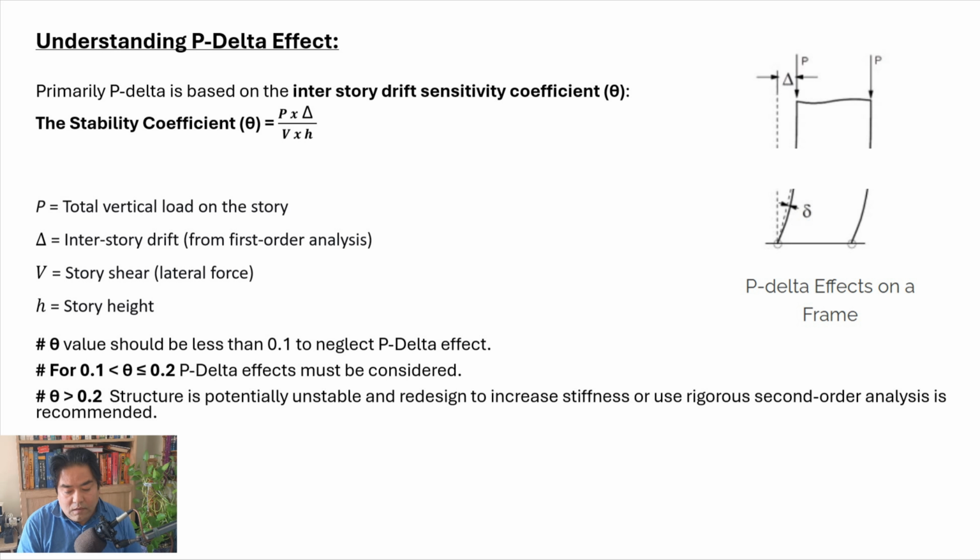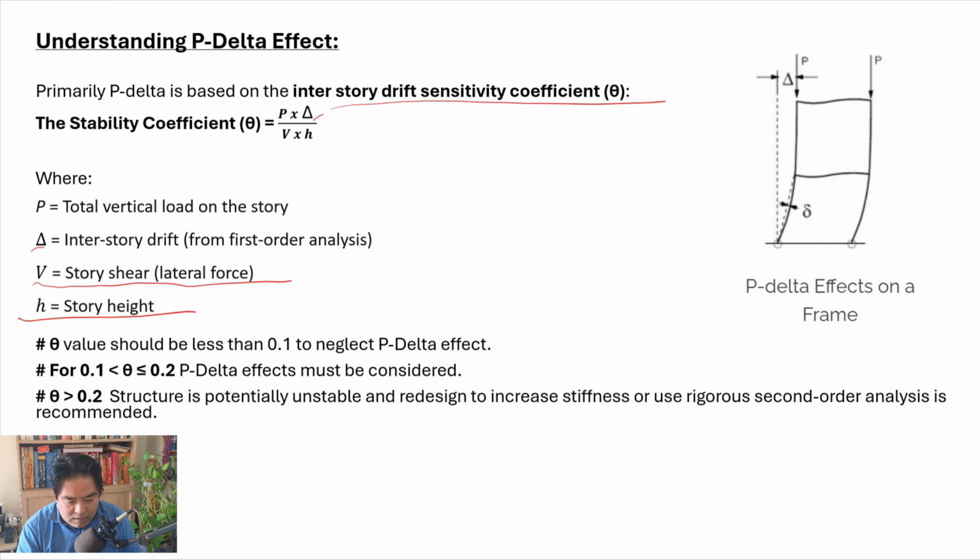Primarily, P delta is based on the inter-story drift sensitivity coefficient, theta, which we can also call the stability coefficient, where P is the total vertical load on the story, delta is the inter-story drift, and V is the story shear lateral force on that story, H is the story height.